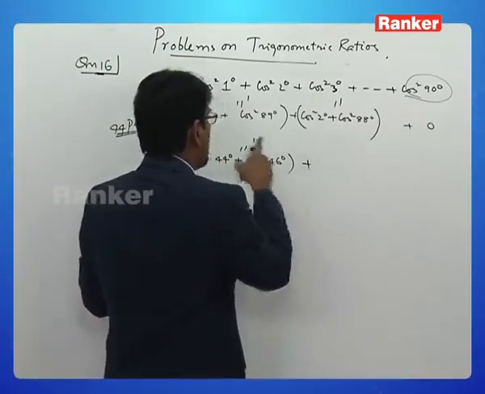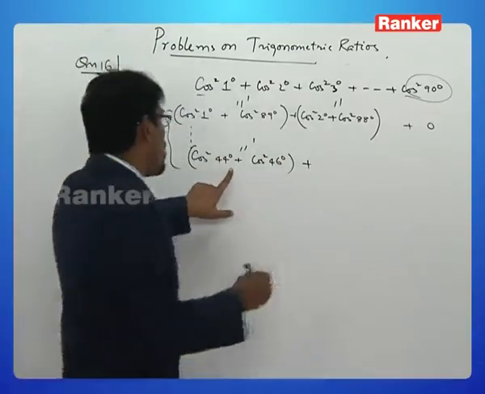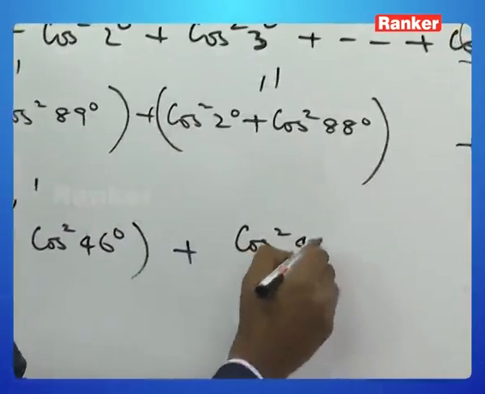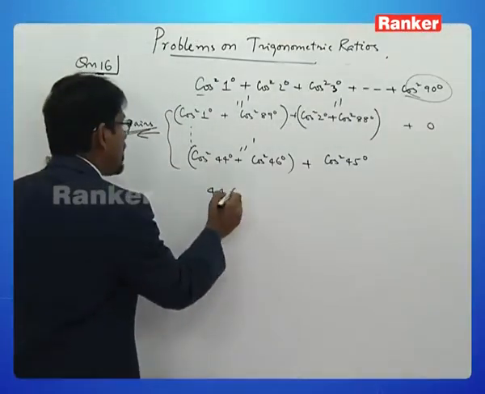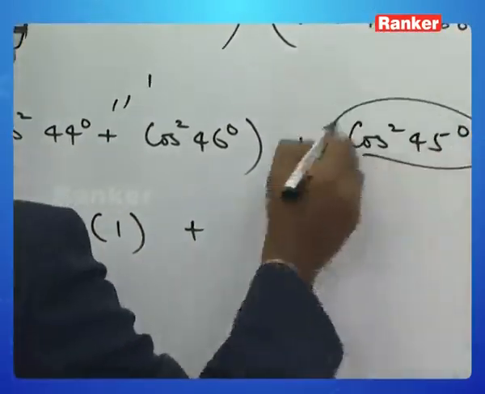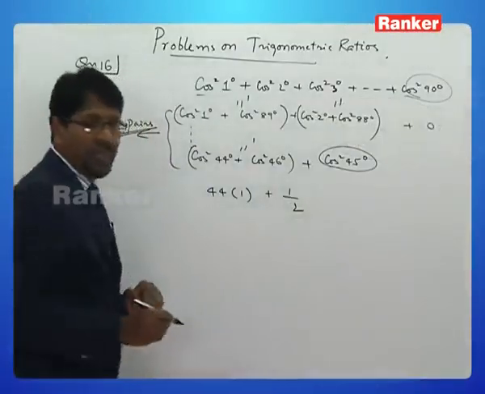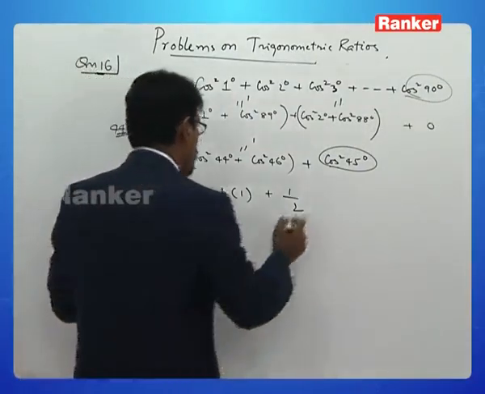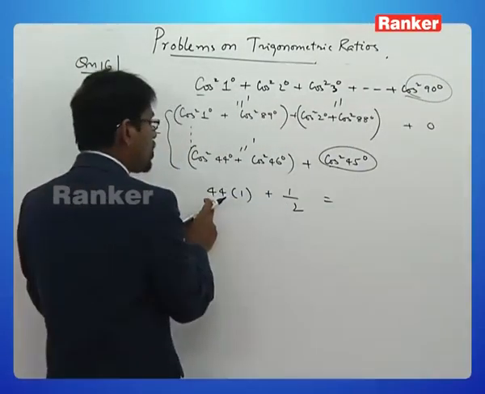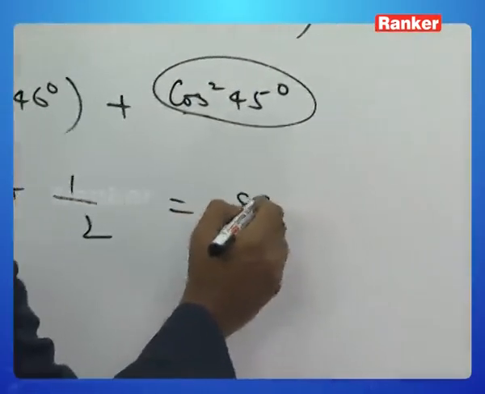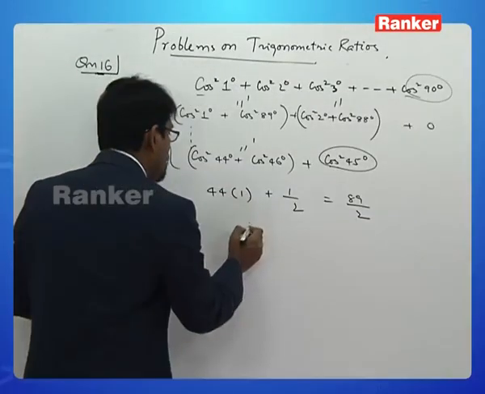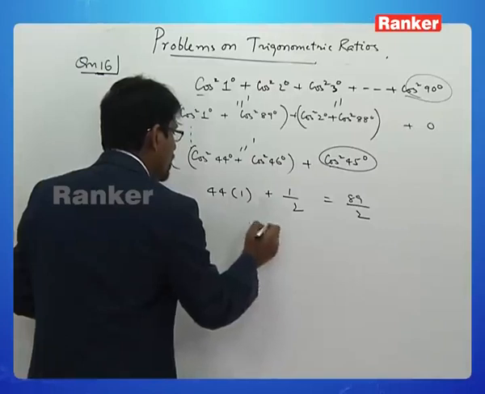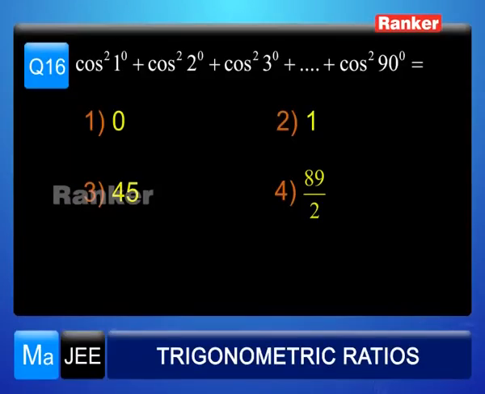Now what is the term that is left over here? Cos square 45 is left over. So 44 times 1 is added up, plus cos square 45, which is 1 by 2. Cos 45 is 1 by root 2, the square of it is 1 by 2. So what do we get? 44 into 1 is 44, 44 plus 1 by 2, that is 89 by 2. That is the answer, and the option is clearly appearing. This option 4 is the right answer.